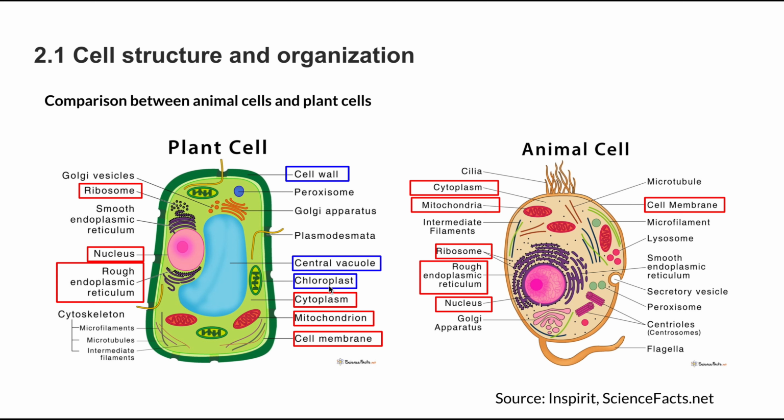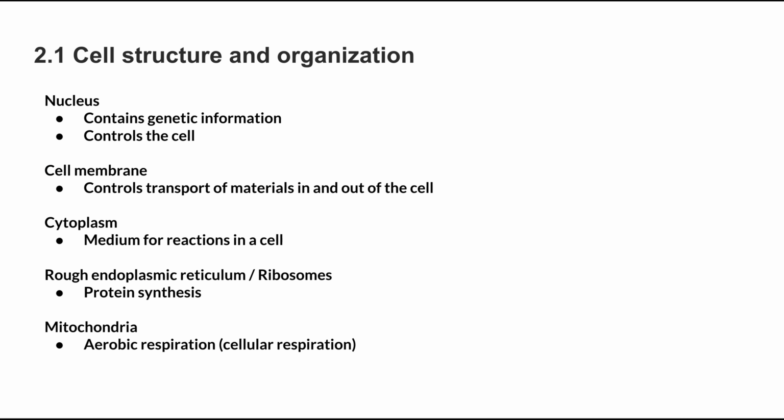So if you were to distinguish between a plant cell and an animal cell, you can talk about how plant cells have cell wall, central vacuole, and a chloroplast, while animal cells don't. So now we will move on to functions of each of these organelles.